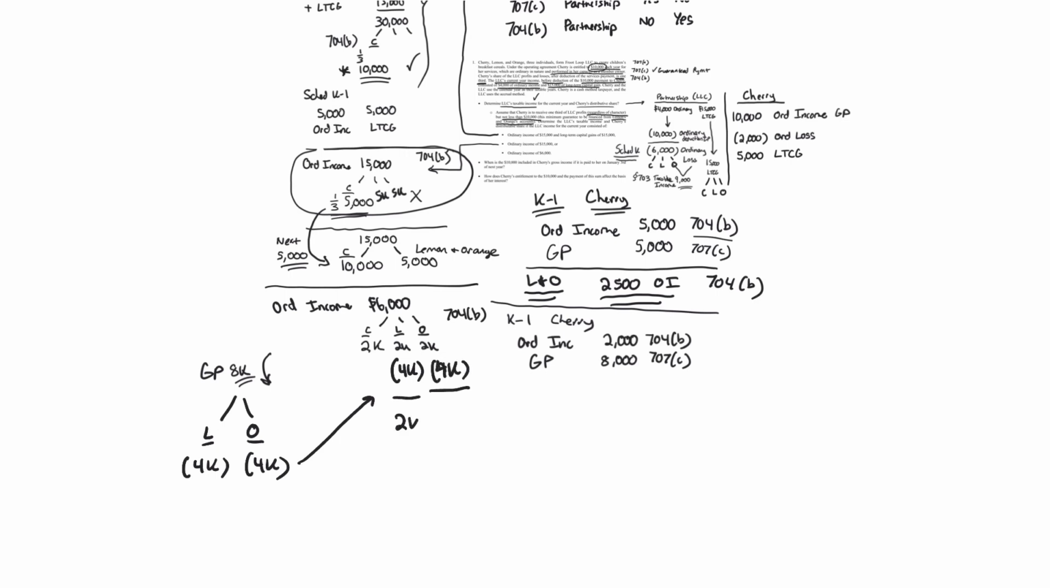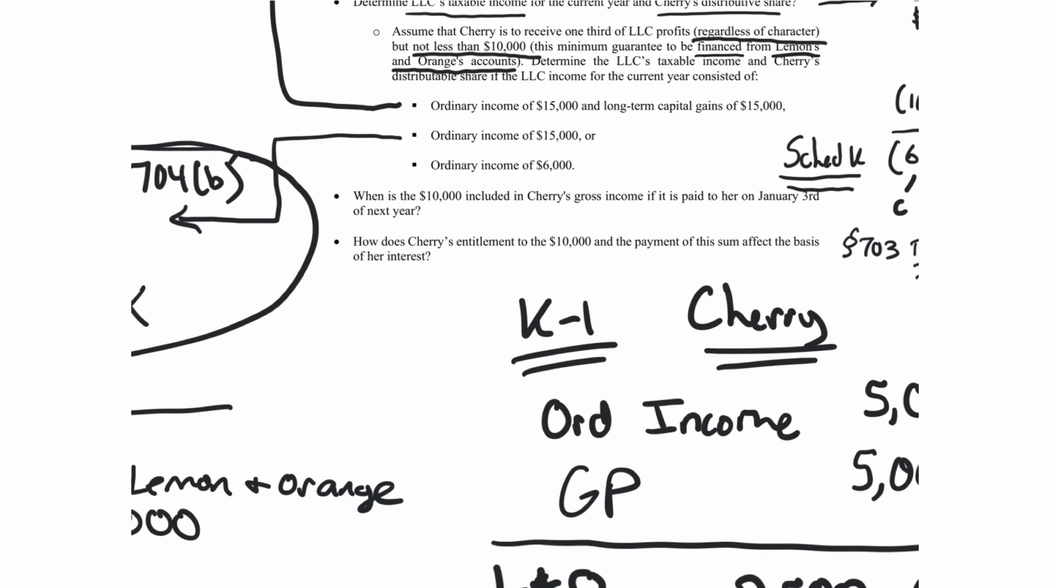So they're each going to report a $2,000 ordinary loss. So with respect to Lemon and Orange on their K-1, they're each going to report a $2,000 ordinary loss under 704(b). And that's how we analyze that respective question. All right, so we've got two more questions, and these are more procedural.